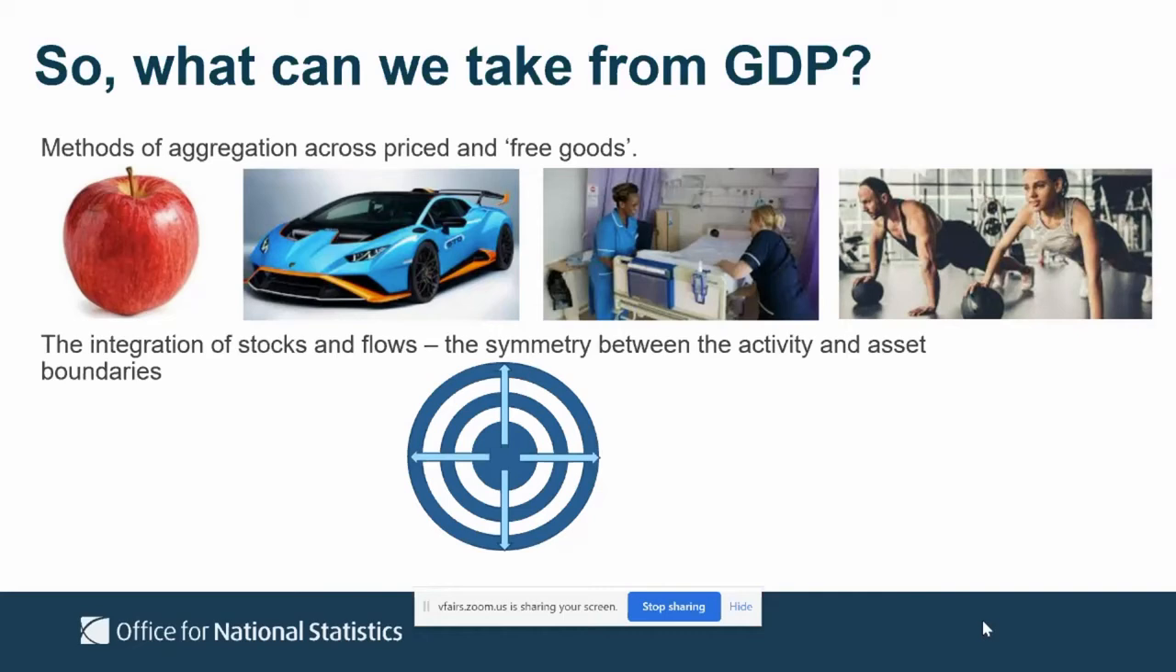But we wanted to do it within this underlying core methodology that underpins the national accounts, of making sure that there is a place for everything and for everything a place.